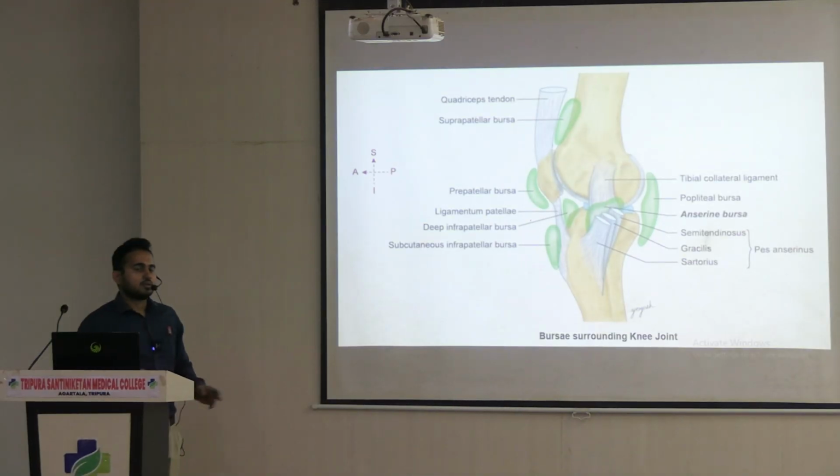Okay. Now the positions of the bursae are important. Why? Because in the applied part, some applied importance is closely related to these bursae. For example, Baker's cyst. I hope you have heard about Baker's cyst. That is also related to the bursae of the knee joint.